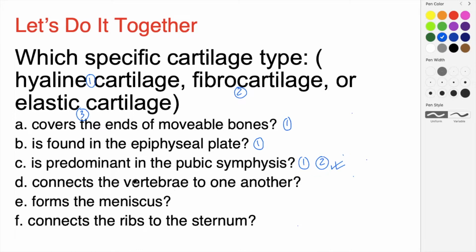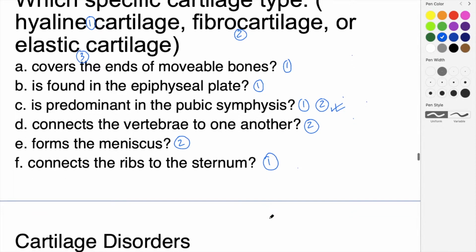Okay, connects the vertebrae to one another. What is that? That should be fibrocartilage also. Forms the meniscus. What is that? This is also fibrocartilage. Connects the ribs to the sternum. This is often known as costal cartilages, right? But we usually consider that as a hyaline cartilage. So costal cartilage is a subtype of hyaline cartilage. That's it. Now you understand, right? So let's move on to today's topic.